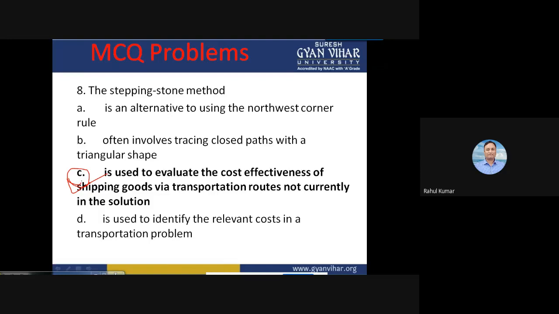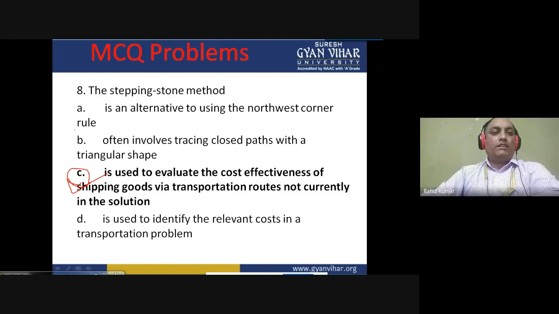And it is used to identify the relevant cost in a transportation problem. This is a wrong answer, right? So the stepping stone method is used to evaluate the cost effectiveness of shipping goods via a transportation route not currently in the solution. So this is the right answer for this question. And move to question number 9.